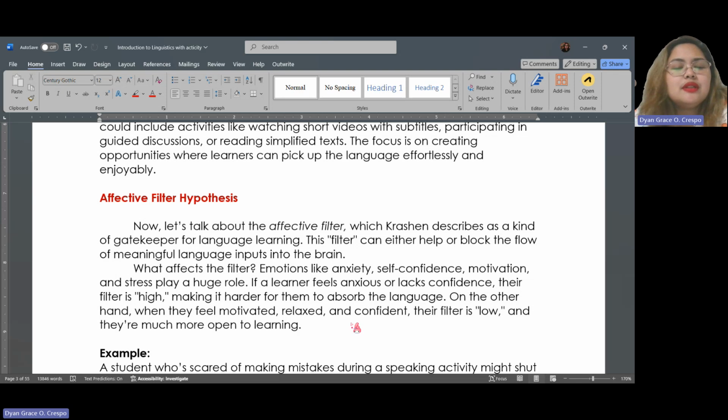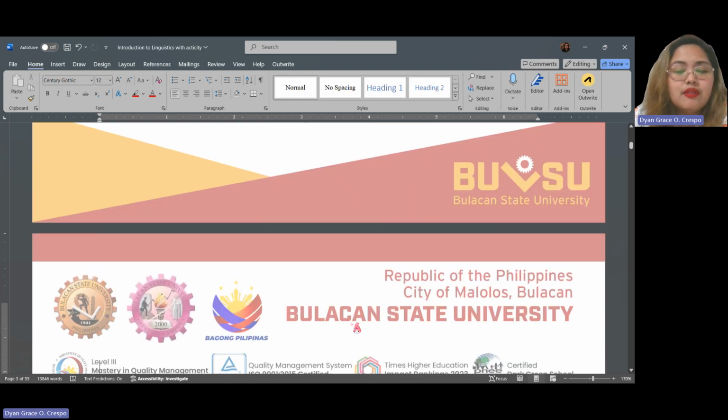What affects the filter? Emotions like anxiety, self-confidence, motivation, and stress play a big role. If a learner feels anxious or lacks confidence, their filter is very high, making it harder for them to absorb the language. On the other hand, when they feel motivated and relaxed, their filter is very low.